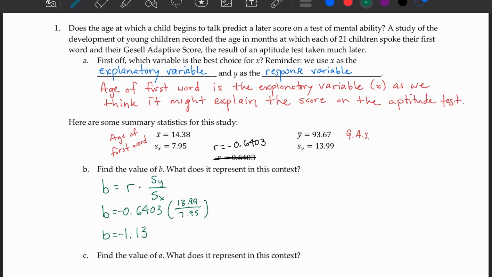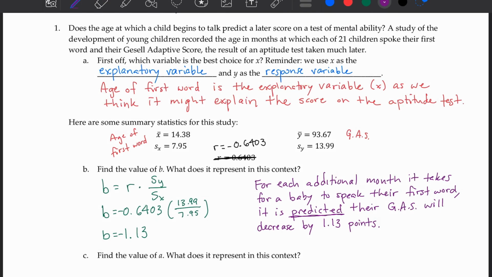Negative. Negative. I keep dropping my negatives. So now we need to go ahead and interpret this in context. This is the slope. B is our slope here. So what you're trying to think of is, what does the slope mean for this regression model in context? Why don't you take a moment and think about it, even maybe write it down, and then watch what I come up with. So here's what I came up with.